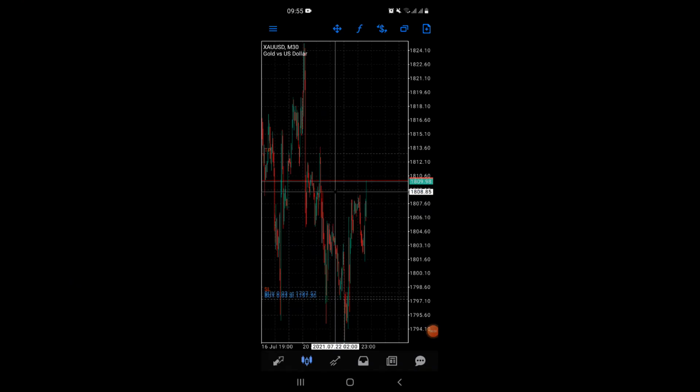So as you can see, I bought somewhere right here. Initially, my stop loss was somewhere below this lowest point. But then as price kept on moving up, I moved my stop loss to this point.